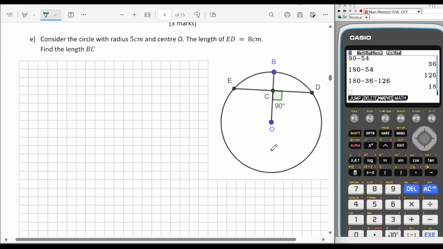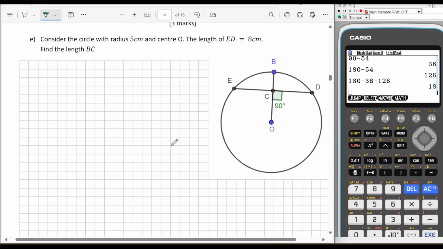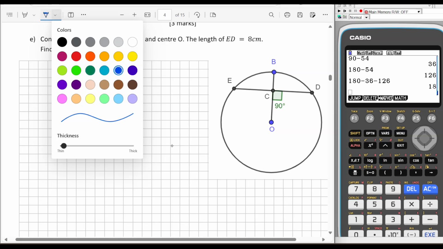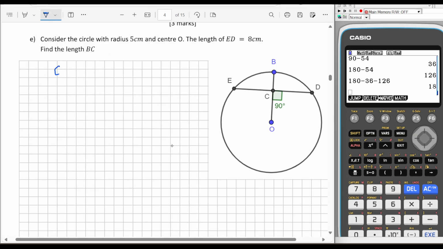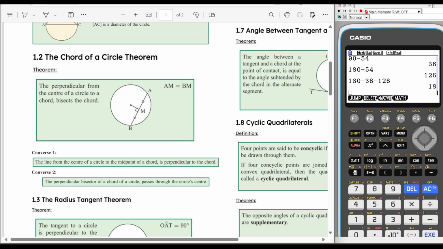Consider this circle with a radius of 5 and a center O. So the length of ED is 8. There we go. So EC equals CD, which equals half of ED. Now this is one of the early theorems, quarter of a circle theorem.